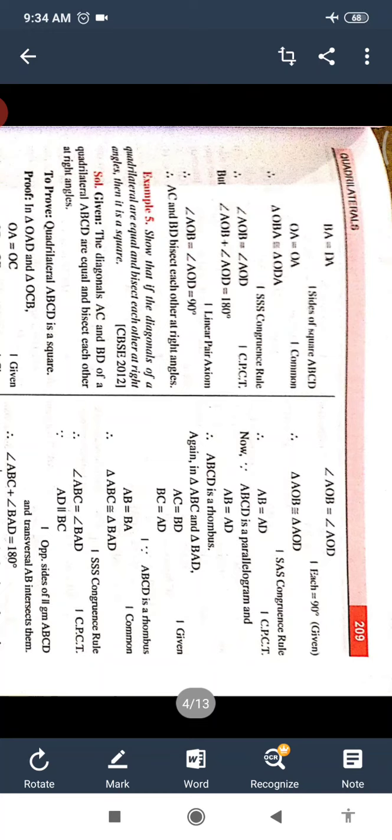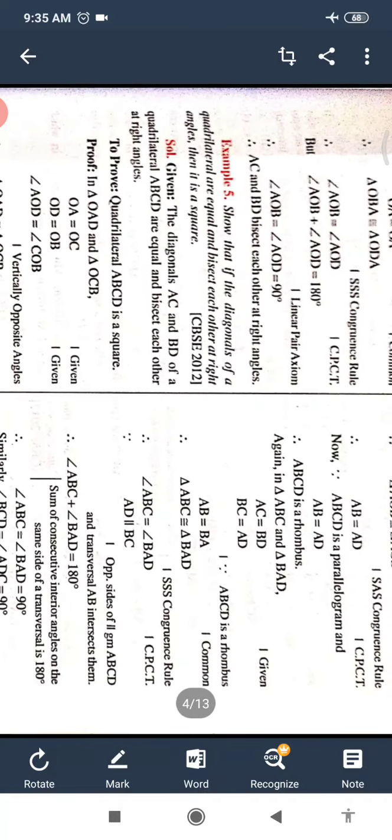Therefore, angle AOB is 90 degrees and AOD is also 90 degrees. It means we can say that AC and BD bisect each other at right angles. So in this way we can prove this theorem, this Rider number 4.